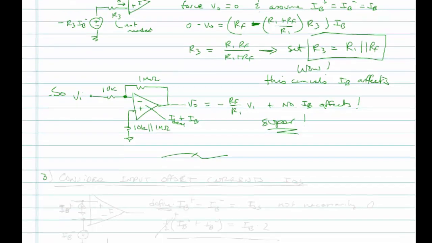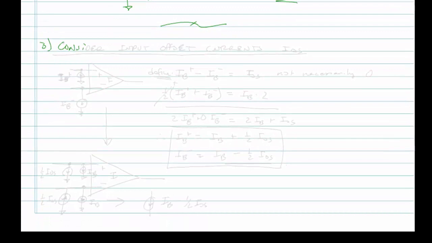Okay, lastly, consider input offset currents, IOS. And this one is very close to the bias current. Okay, so essentially, if we have our two bias currents, I'll call it IB plus and IB minus. This is an ideal op-amp in here, right?